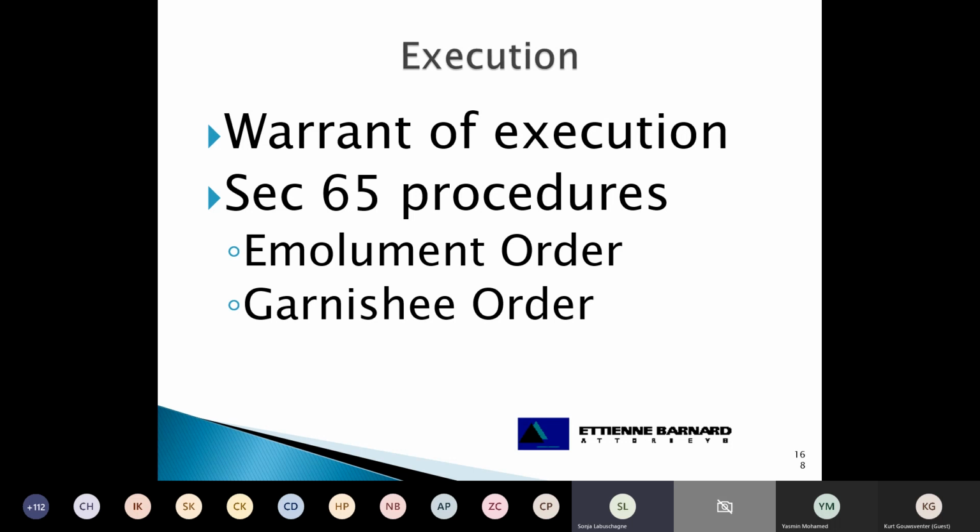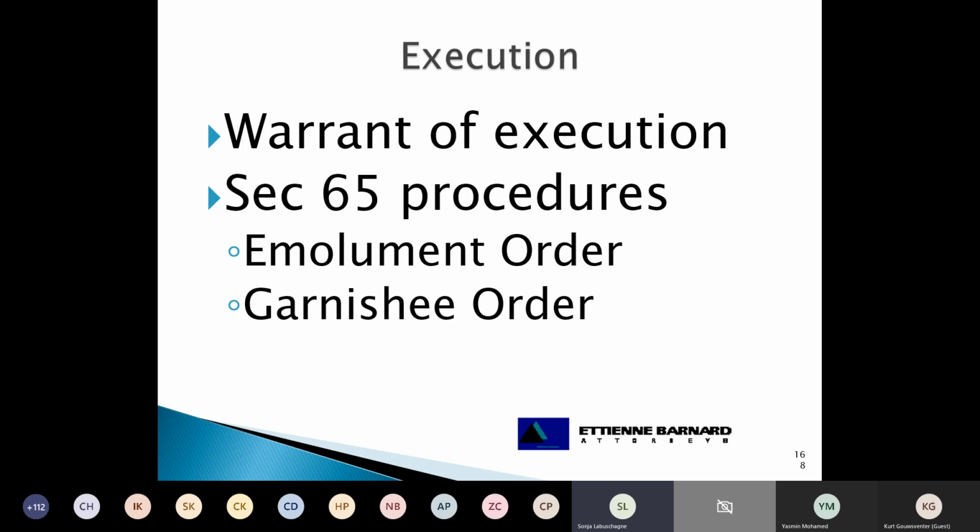You do not get your Section 65 procedure, your emolument attachment order, your garnishee order. You don't get that. If you want to do that, you can bring down the judgment from the High Court to the Magistrates Court in terms of 65M, if I remember correctly. But I can just tell you now, nobody knows what you're talking about when you want to do that. So it's a bit of a struggle, but you are allowed to bring that judgment from the High Court to the Magistrates Court.